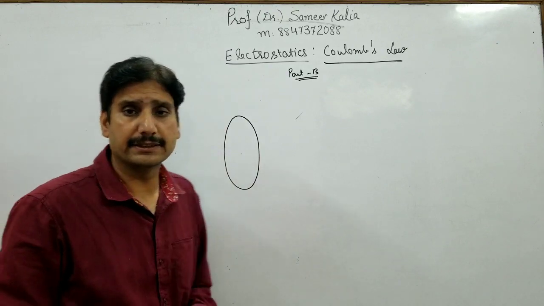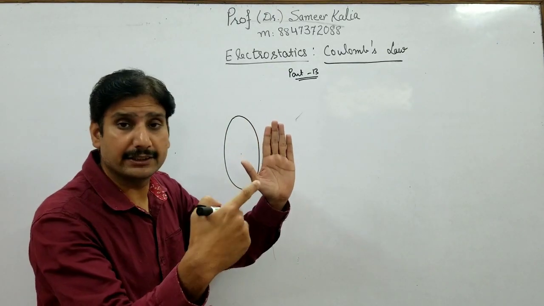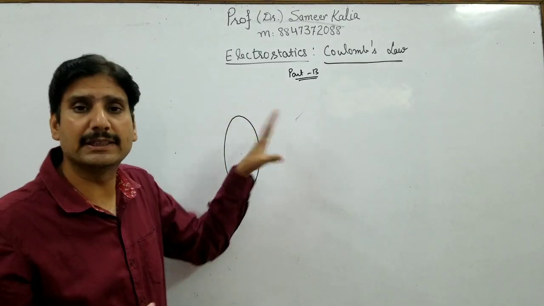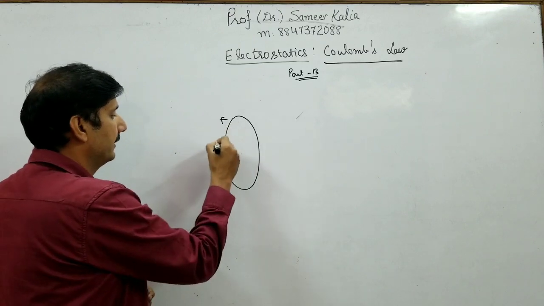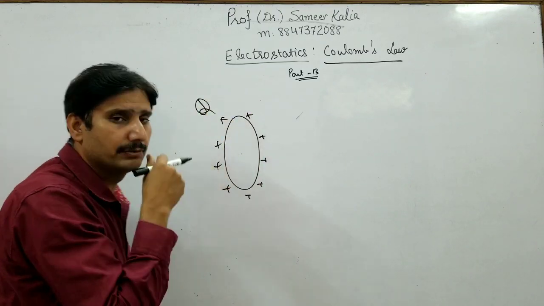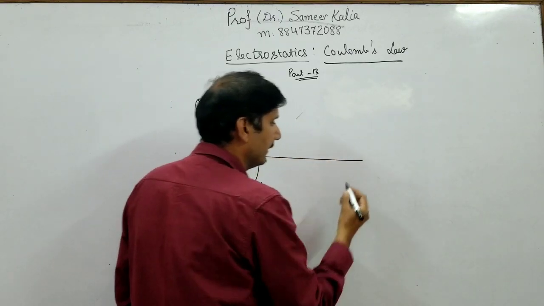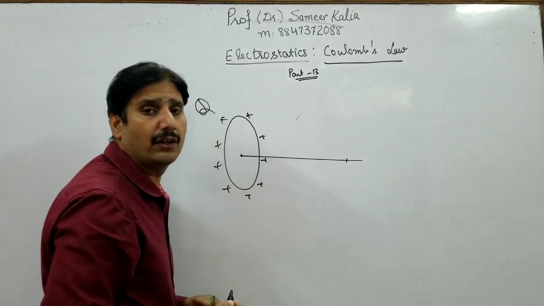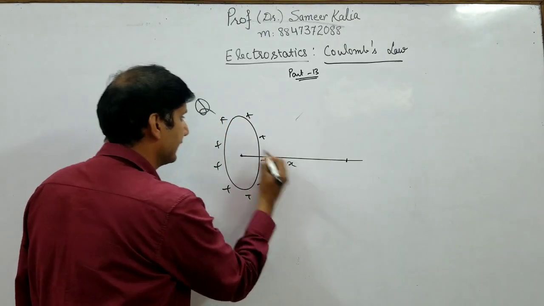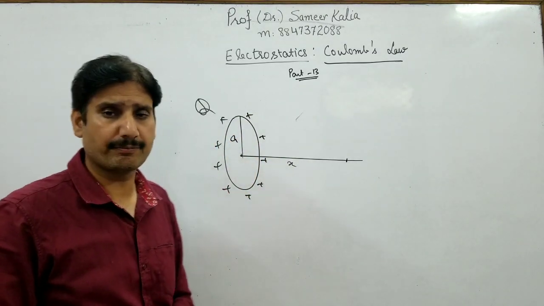This is a circular ring, but we are looking at it not from the front, from the side, and it looks like an ellipse, but it's a circle, and let's say it has got total charge Q placed on it. We wish to find out the electric field at some point lying on its axis, let's say at a distance x. I assume the radius of this circle to be a.